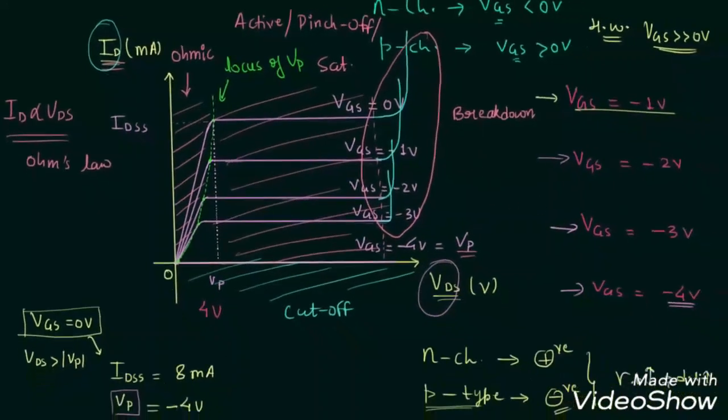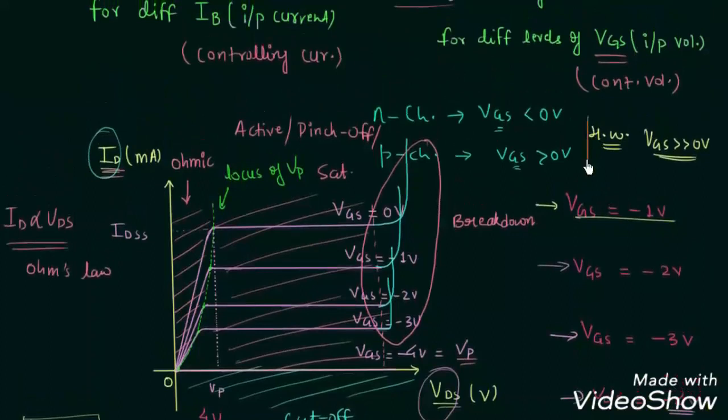So this is all for this lecture, and don't forget to solve the homework problem. You have to tell me the effect of making VGS more and more positive on N channel JFET and P channel JFET. Once you have your answer, post it in the comment section.